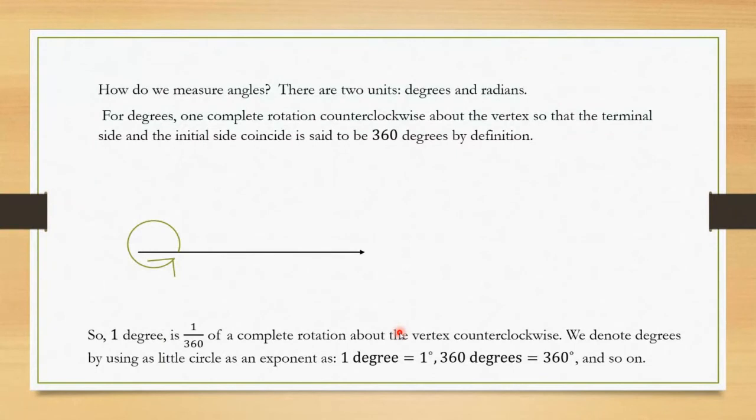Now, we know what an angle is. The question now is, how do we measure them? It's like, how do we measure distance? We need some unit of measurement. You measure distance, or length if you want, by meters, inches, kilometers, feet, yards. Well, for angles, there's two units of measurement: there's degrees, and there's radians.